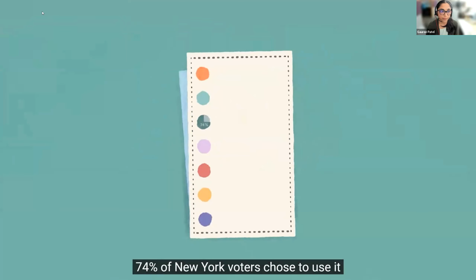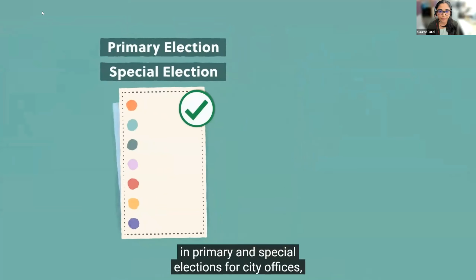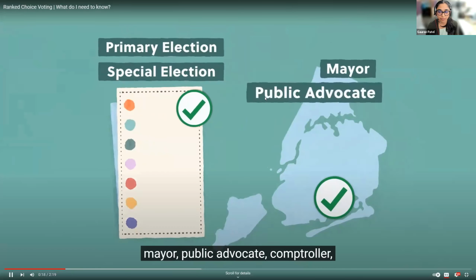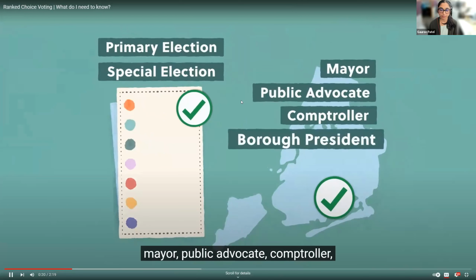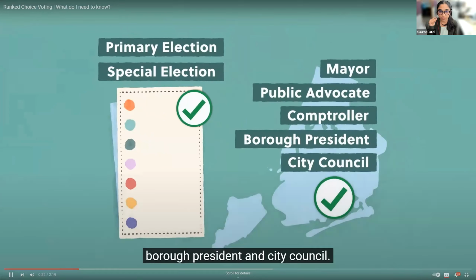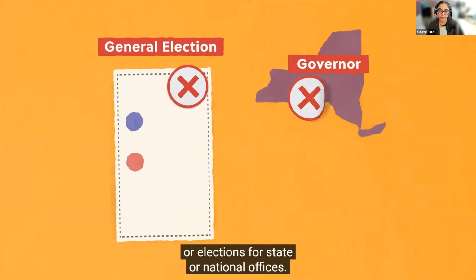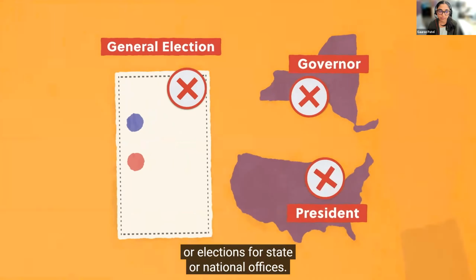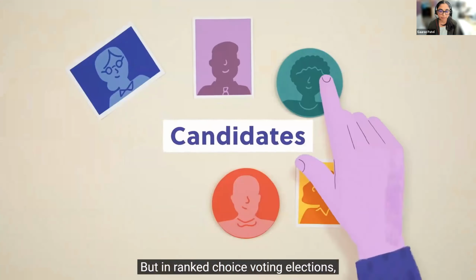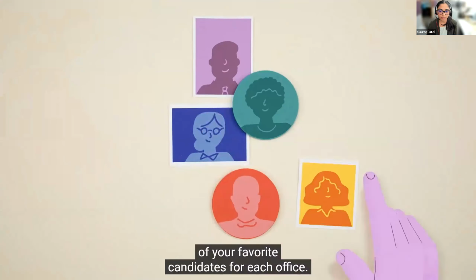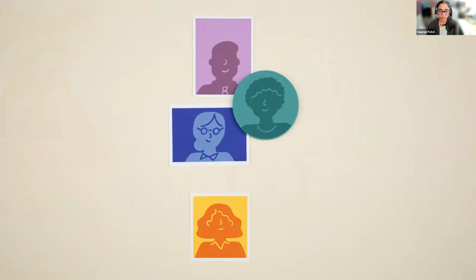74% of New York voters chose to use it in primary and special elections for city offices: mayor, public advocate, comptroller, borough president, and city council. You won't see ranked choice voting in general elections or elections for state or national offices. But in ranked choice voting elections, you can now rank up to 5 of your favorite candidates for each office.